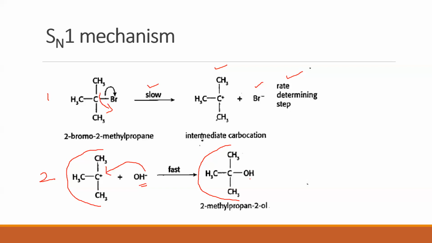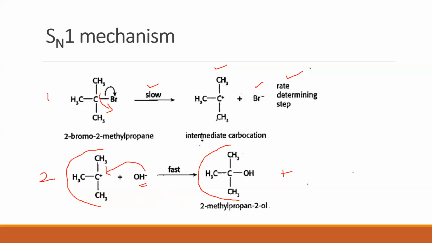Let me repeat. Here, the moment when you look at this mechanism here in the second step, you can see clearly that OH minus is attacking from the front side, and it is retention. The positions have not changed. But I am again telling you now that in the case of SN1, retention also happens, inversion too happens, which means I get the other product also. So I will have the second product too here.